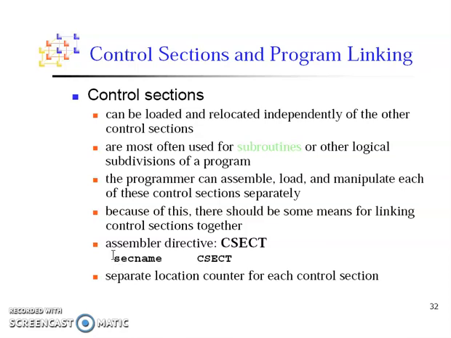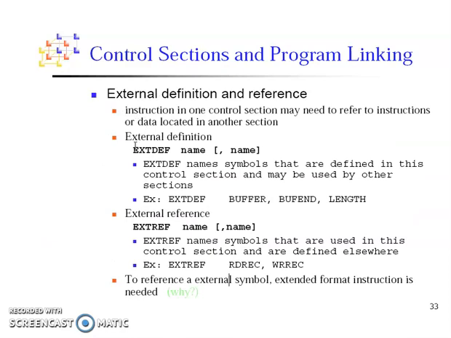So in control sections, mostly it will be used for the subroutines. This can be implemented using the assembler directive CSECT. Section name will be given followed with the assembler directive. In this case also, a separate location counter will be managed for each control section. Then here it makes use of some symbols like external definition symbols and external reference symbols. So what does that mean?